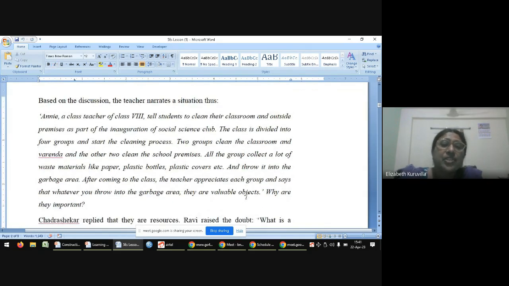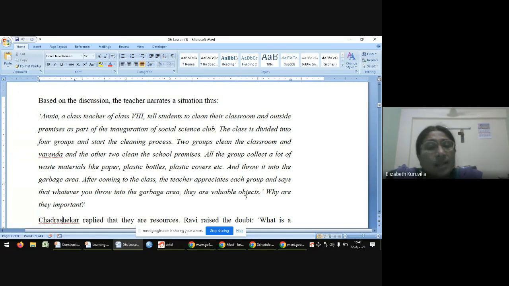Based on the discussion, the teacher narrates a situation thus. Annie, a class teacher of class 8, tells students to clean their classroom and outside premises as part of the inauguration of Social Science Club. The class is divided into 4 groups and start the cleaning process. 2 groups clean the classroom and veranda, and the other 2 clean the school premises.